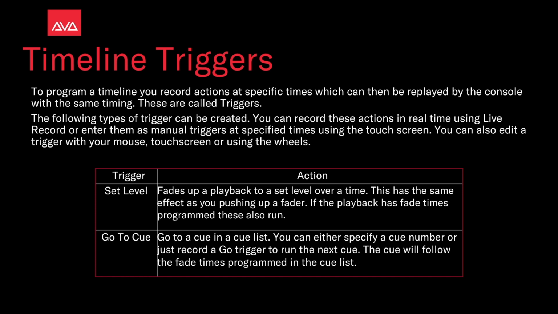So some of the triggers we have: set level. This fades up a playback to a set level over time. This has the same effect as you pushing up a fader. If the playback has a fade times program, these will also run. Go to cue. This allows you to go to a cue in a cue list. You can either specify a cue number or just record a go trigger to run the next cue. The cue will follow the fade times programmed in the cue list.